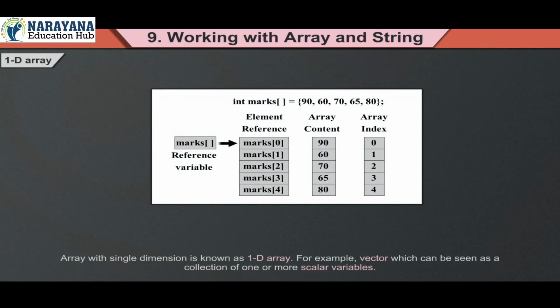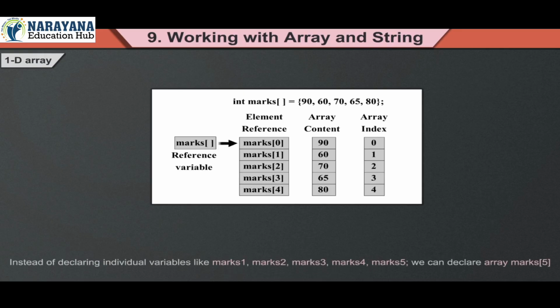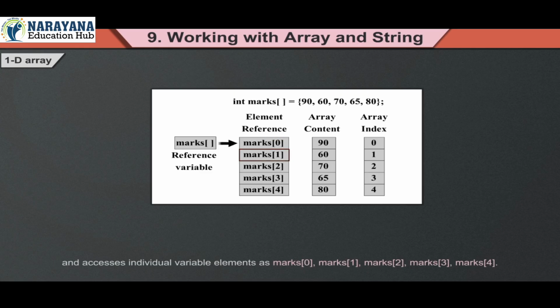1D array. An array with a single dimension is known as a 1D array. For example, a vector, which can be seen as a collection of one or more scalar variables. Instead of declaring individual variables like marks1, marks2, marks3, marks4, marks5, we can declare an array marks[5] and access individual variable elements as marks[0], marks[1], marks[2], marks[3], marks[4].